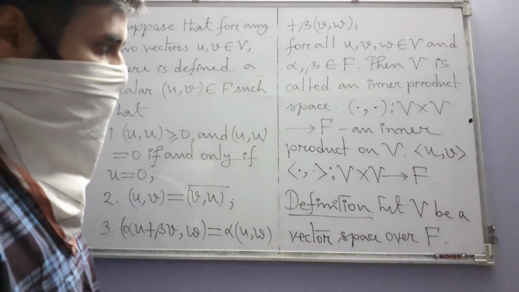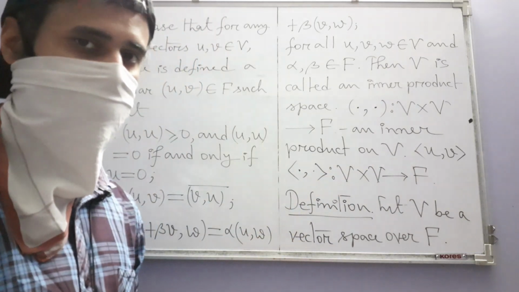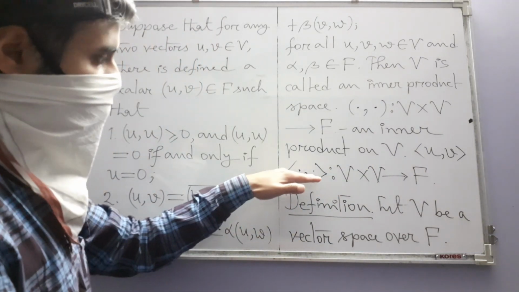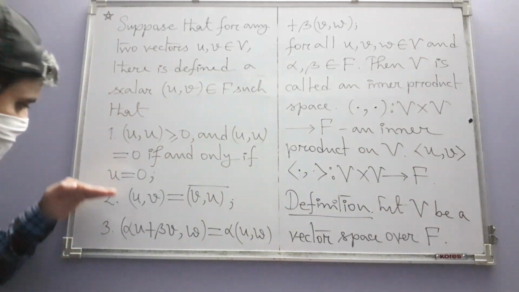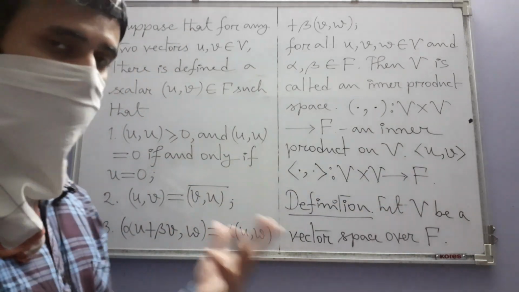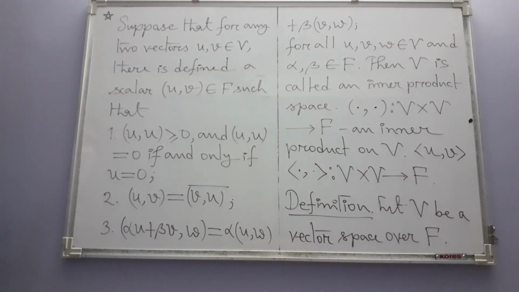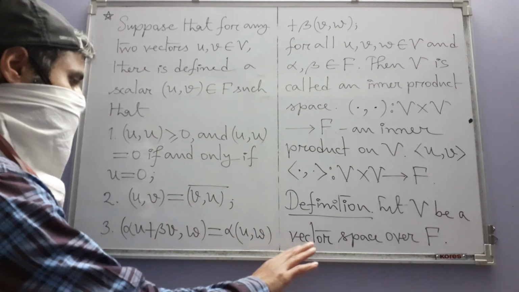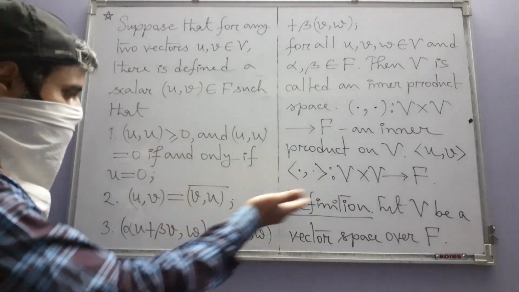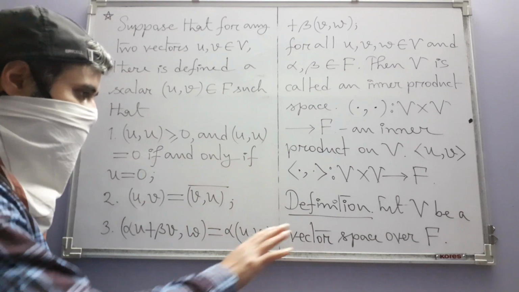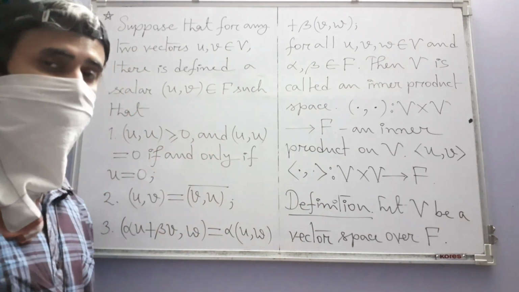Also, do not forget that not every function that looks like this is an inner product. Besides being a function like this, it needs to satisfy these three properties, then only it will be an inner product on V. Right. Now let us look at these things and the immediate consequences that these properties have.